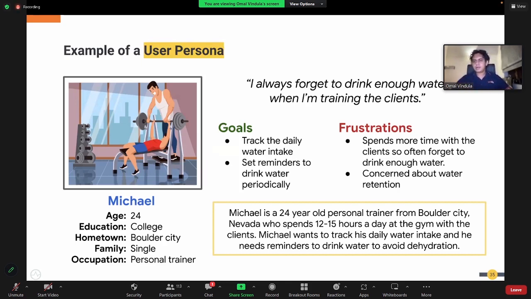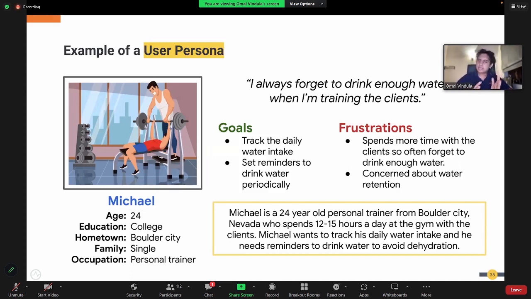So frustrations are, he spends so much time with the clients so often that he forgets to drink water. Because of that, he's concerned about water retention, and you can get dehydrated, especially in this kind of weather, right? We need to keep our bodies hydrated. So as Michael, because of this problem, he has some goals, right? He needs to track the daily water intake, and also he needs reminders to drink water periodically.